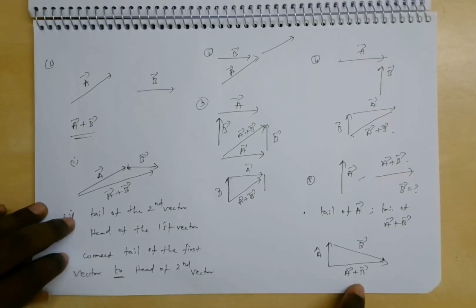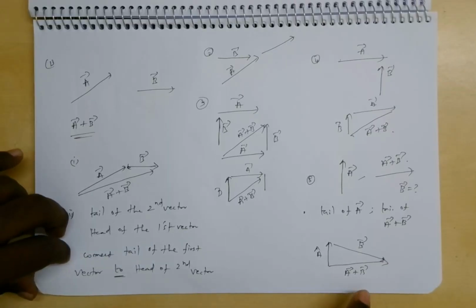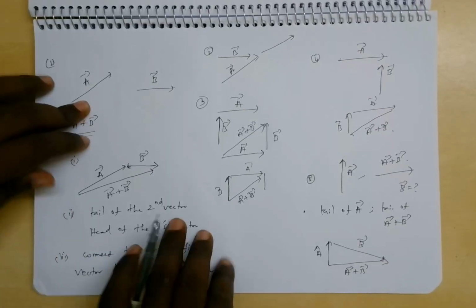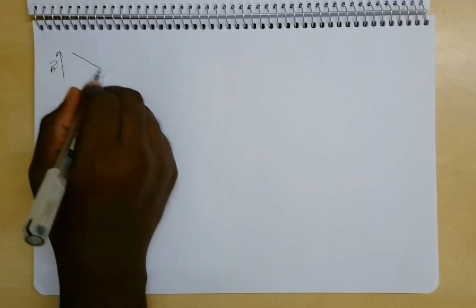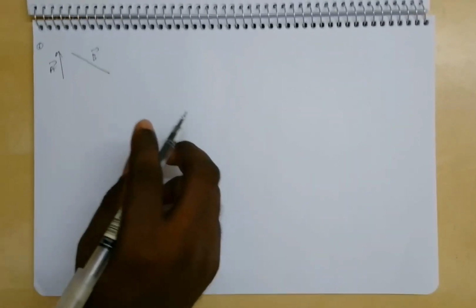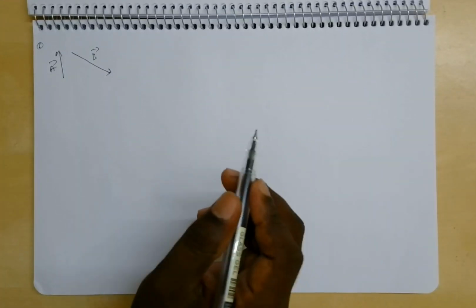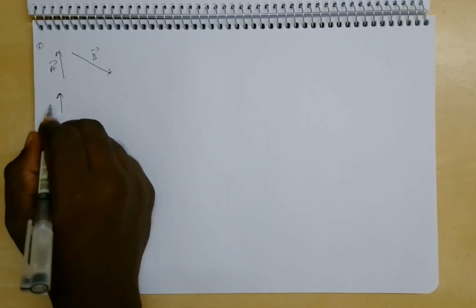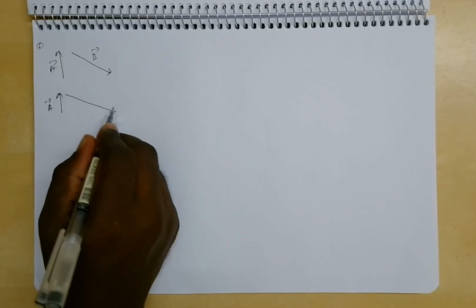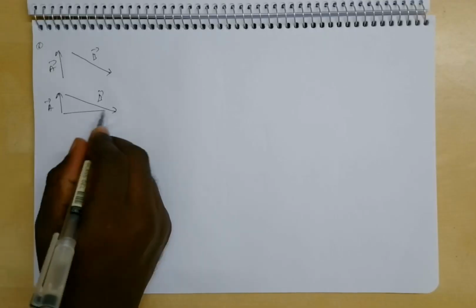Okay. So how to check whether this is right or wrong? Now let's say that I give you A vector is like this. So B vector is like this. Find A plus B vector. B is this. Yeah. So A vector is here. B vector is here. So this is A plus B.